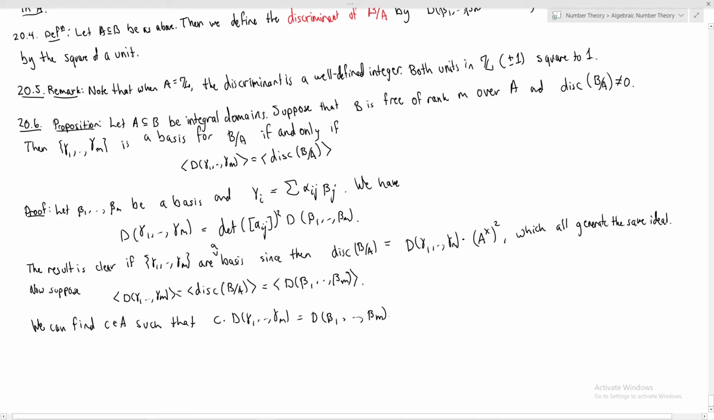Okay. Now, what does that buy me? Thus, if I multiply both sides by the determinant of alpha ij squared, then I get that c times the determinant of the alpha ij squared times the discriminant of these guys, multiplying by the determinant of these things and using this, has got to actually equal the discriminant of the gamma i's.